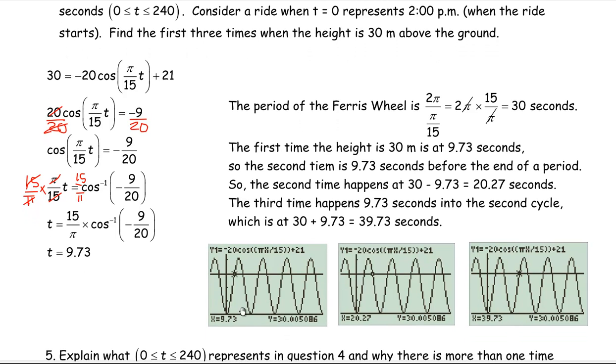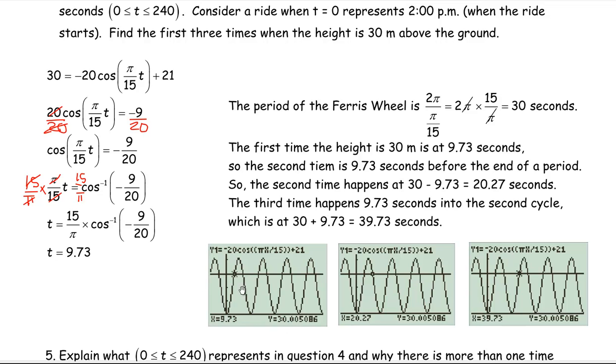So this is what the graph looks like. See, that 9.73 is the first time. This line here is actually at 30 meters. So that's the 9.73. So if this would be a full cycle from there to there, that would be 30 seconds. Okay, not to be confused with this 30 here. So that's 30 seconds there.